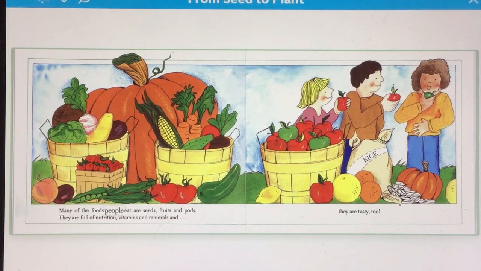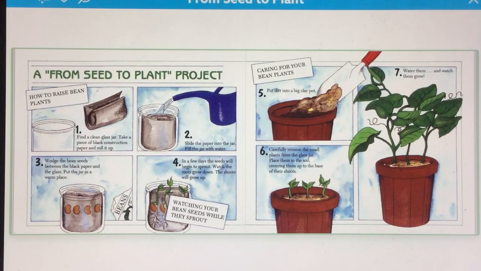Many of the foods people eat are seeds, fruits, and pods. They are full of nutrition, vitamins, and minerals, and they are tasty too. Rice. A From Seed to Plant project.